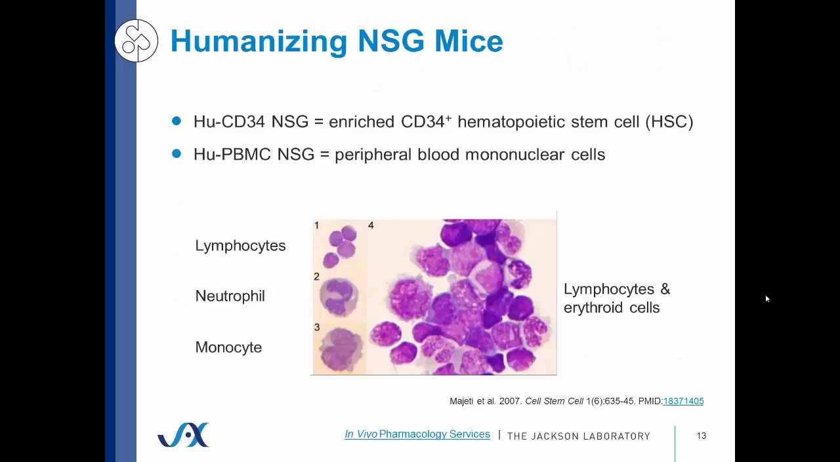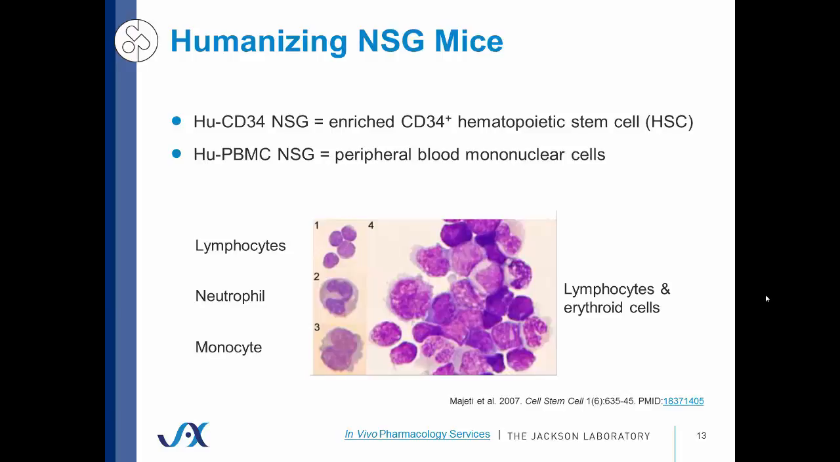Okay. So let's talk more specifically about humanizing NSG mice. There are three ways in which you can humanize the NSG mice. One is by irradiating the mice and transplanting an enriched population of CD34 positive hematopoietic stem cells. Or you can use something called the BLT NSG model, which includes enriched CD34 positive hematopoietic stem cells plus a small piece of liver and thymus, which is engrafted under the kidney capsule, and I'll talk more about that in a moment.